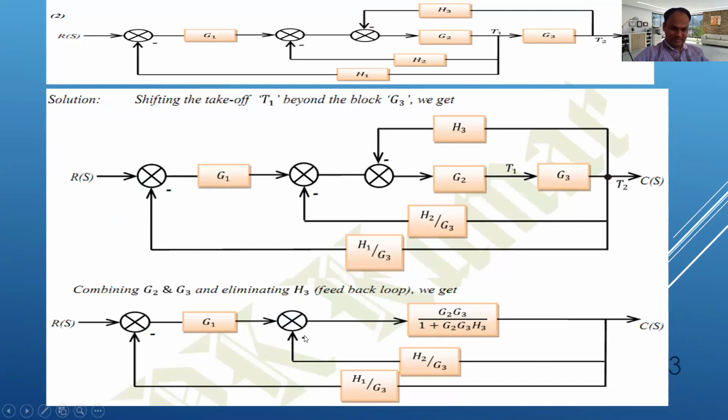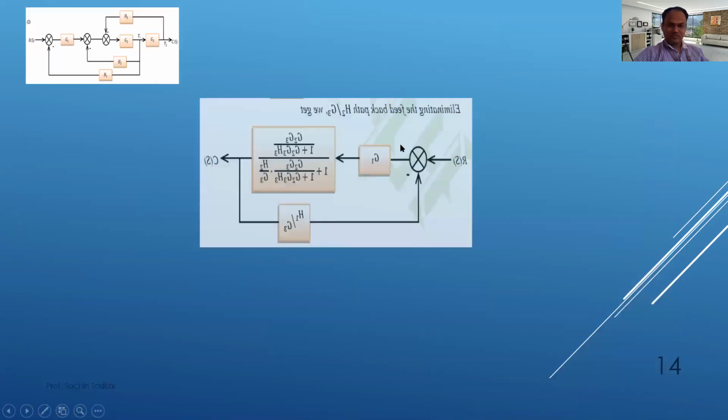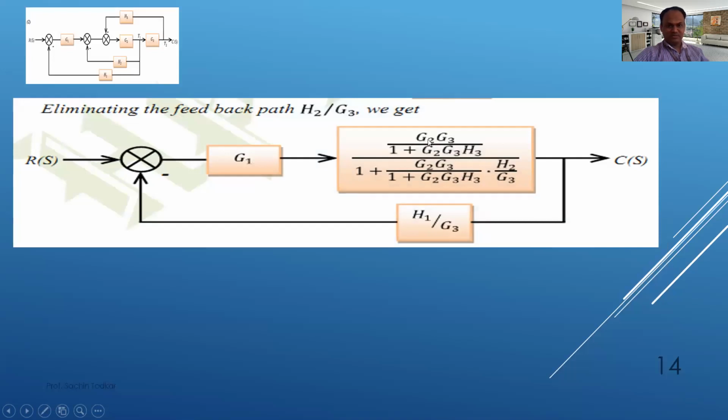numerator. Then this is a negative sign. So 1 plus H2 divided by G3, whole multiplied by this particular numerator. And this is your answer for the elimination of H2 by G3. So this is G2, G3 divided by 1 plus G2, G3, H3. This is the complete numerator, and we are going to multiply it by 1 plus H2 by G3 and all these things. Now, this gain function, we are going to multiply it by the gain function.